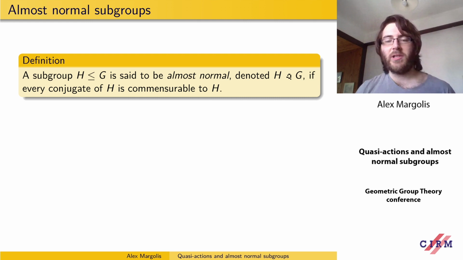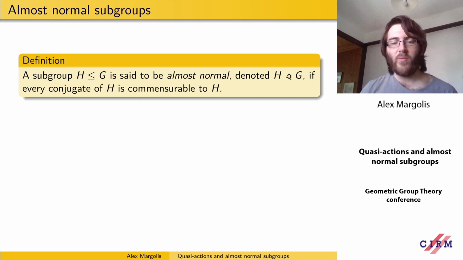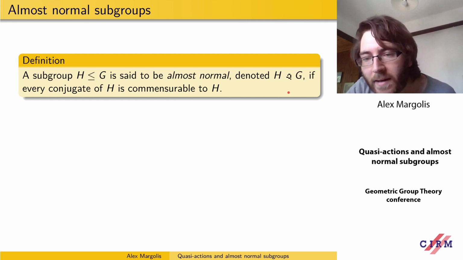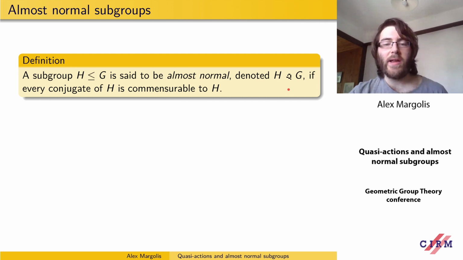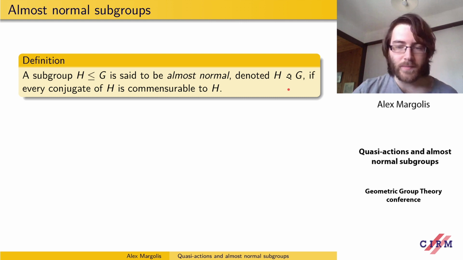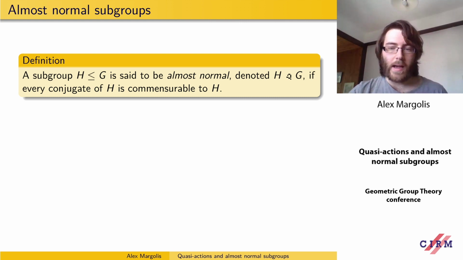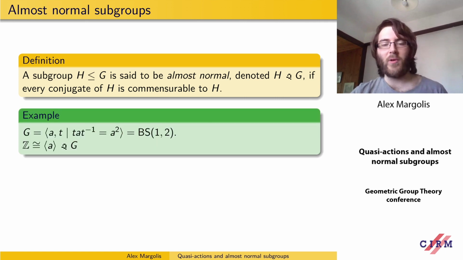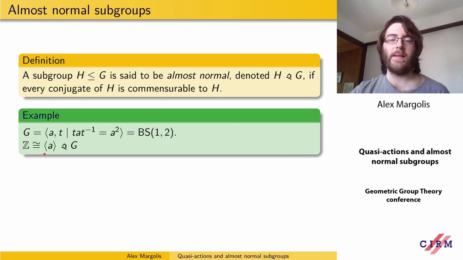And this is closely related to the notion of an almost normal subgroup. So we say that a subgroup H of a group G is almost normal, denoted by this squiggly triangle symbol, if every conjugate of H is commensurable to H. So for example, every normal subgroup is almost normal. But additionally, here's an example of a group which contains an almost normal subgroup that's not normal. So we have the Baumslag-Solitar group, BS(1,2), that's the group given by this presentation here. And the infinite cyclic subgroup generated by a is an almost normal subgroup that isn't normal and isn't even virtually normal.